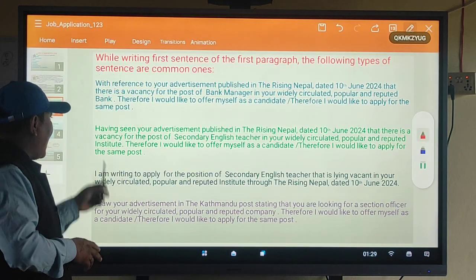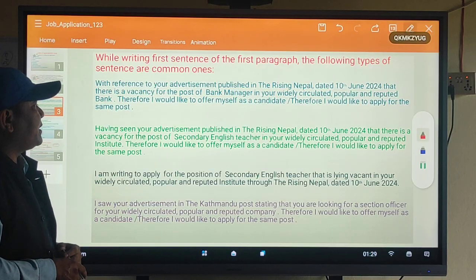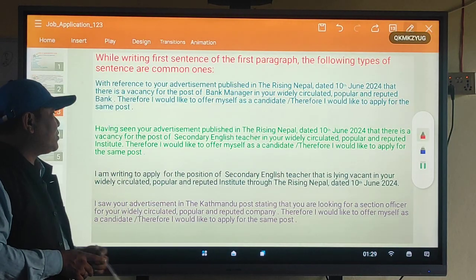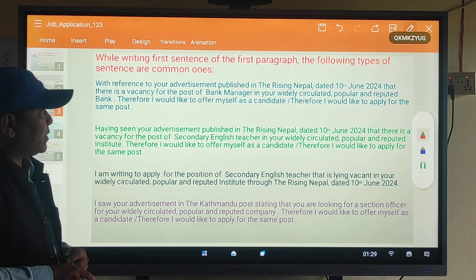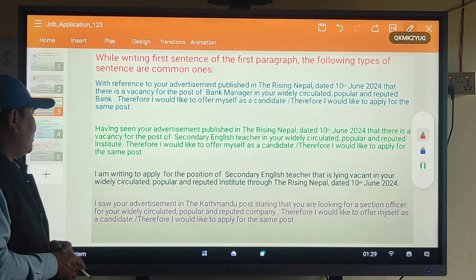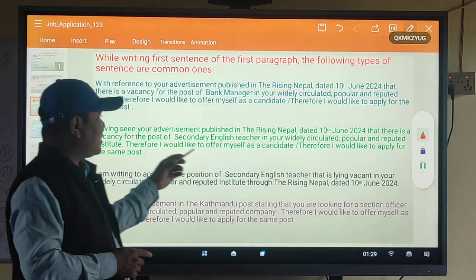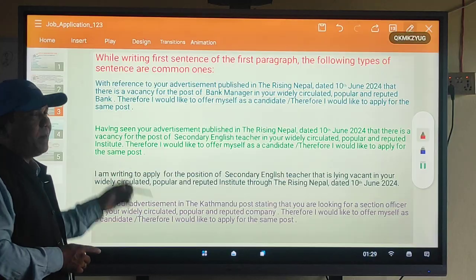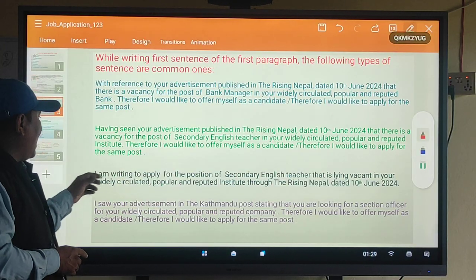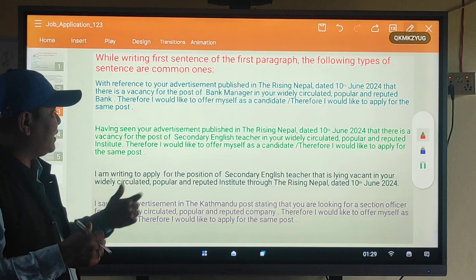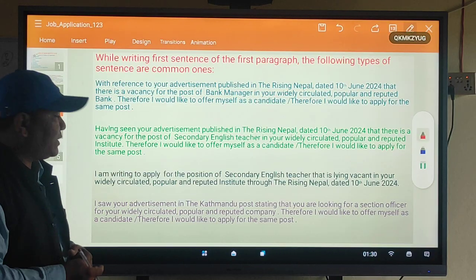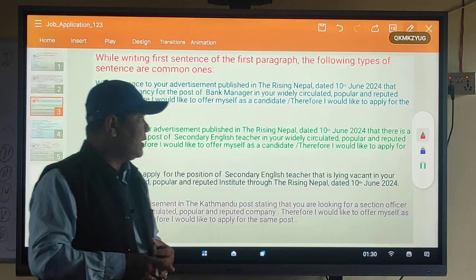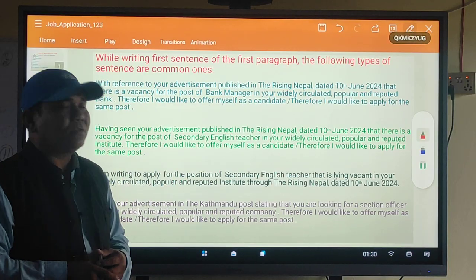Okay, having seen your advertisement published in the Rising Nepal dated 10 June 2024 that there is a vacancy for the post of second English teacher in a widely circulated, popular and reputed institute. Therefore, I would like to offer myself as a candidate. Or, therefore, I would like to apply for the same post. The next one is, I'm writing to apply for the position of second English teacher that is lying vacant in your widely circulated, popular and reputed institute through the Rising Nepal, dated 10 June 2024.